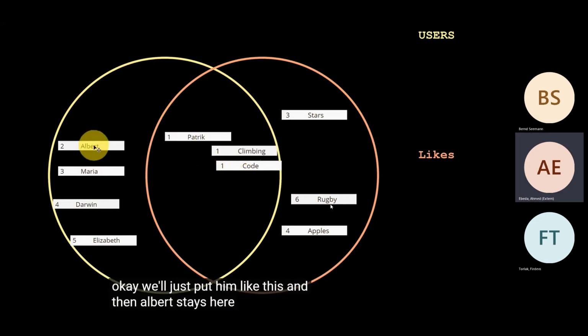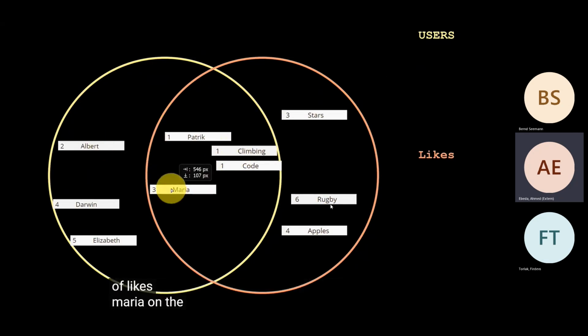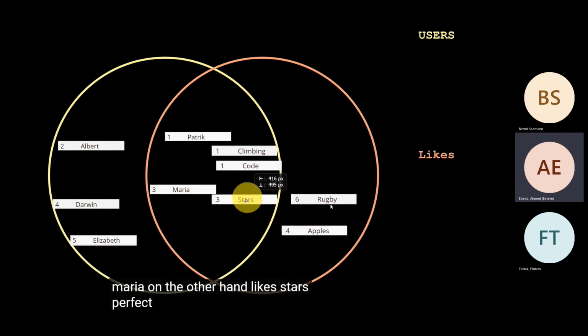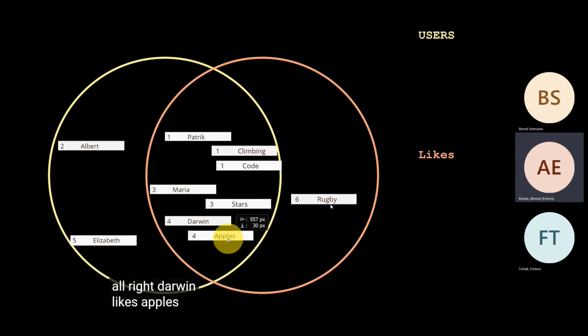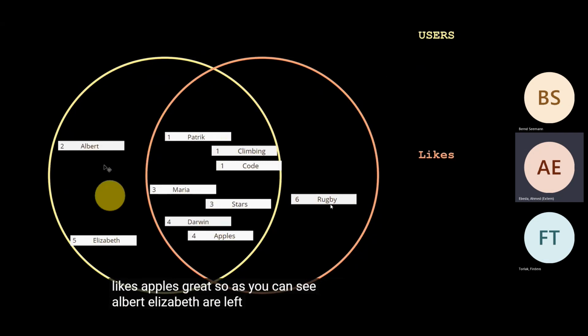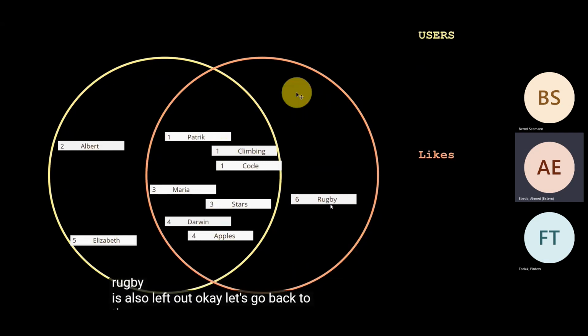And then Albert stays here because he does not have an intersection with likes. Maria, on the other hand, likes stars. Perfect, so I'll put you here. And then who else? All right, Darwin likes apples. Great. So as you can see, Albert and Elizabeth are left out, and rugby is also left out. Okay, let's go back to the website.